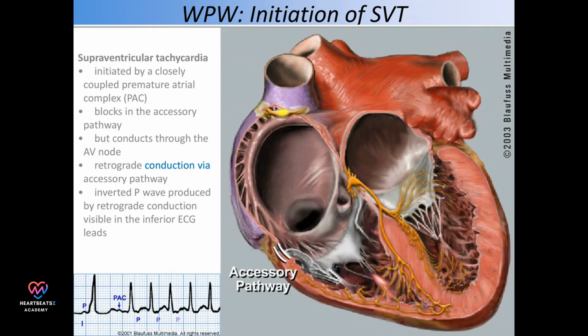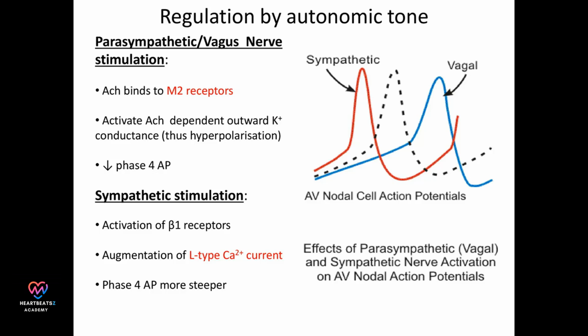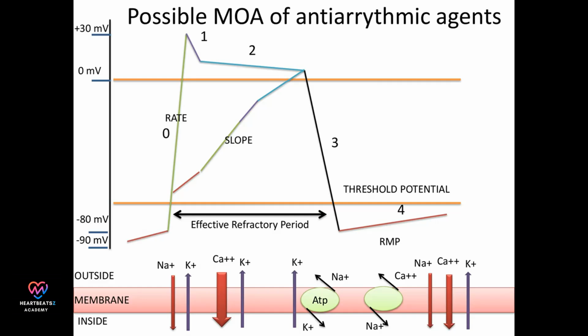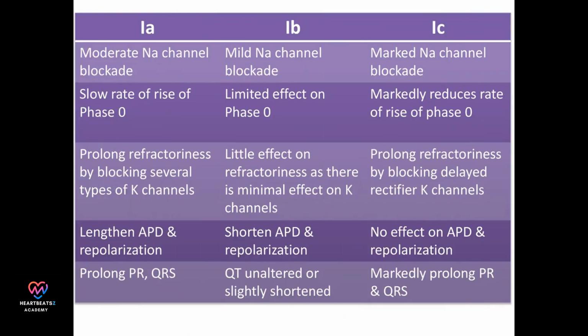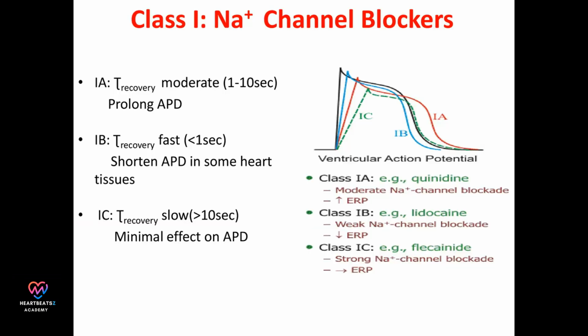This slide discusses the initiation of supraventricular tachycardia in Wolff-Parkinson-White syndrome, featuring a heart diagram and an ECG graph. The regulation of heart function by autonomic tone, including parasympathetic and sympathetic stimulation, is detailed in this slide. This slide classifies Na channel blockers into Class 1A, 1B, and 1C, detailing their effects on action potential.